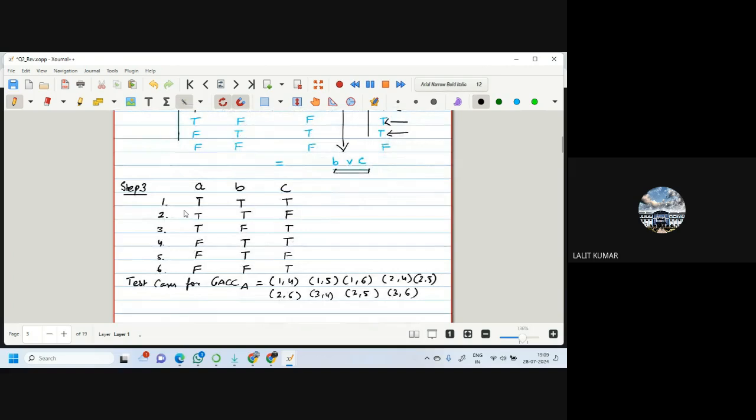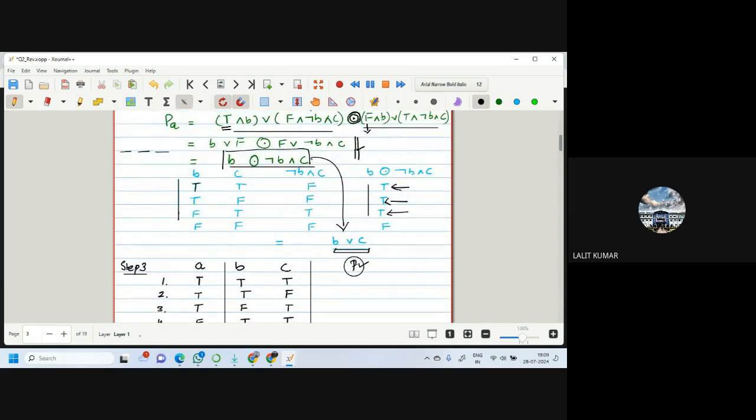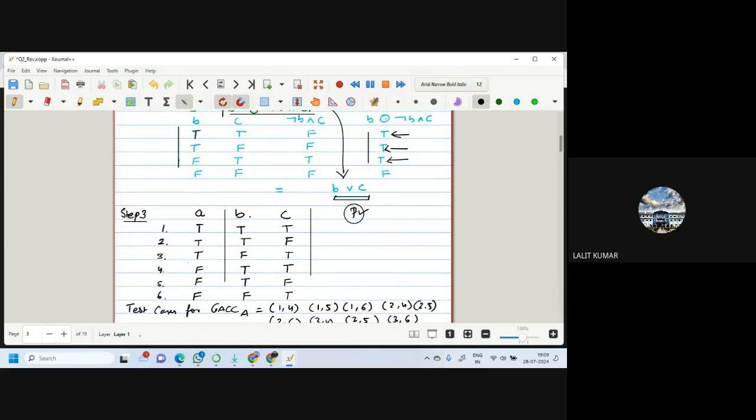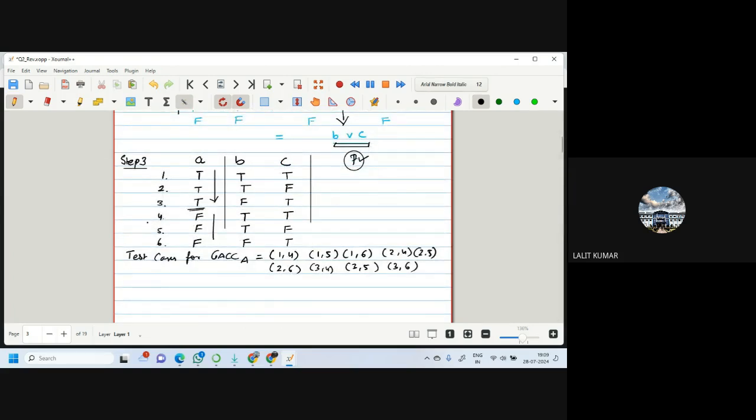And for GACC, the predicate does not matter. So we take these B and C values, which we got: true-true, true-false, false-true. Once we keep the major clause as true, and second, we keep the major clause false. We are not worried about the state of P. So here we got, for example, 1, 2, 3 for true and 4, 5, 6 for false. So we get combinations 1, 2, 3 into 4, 5, 6. So we will have 9 combinations for GACC.